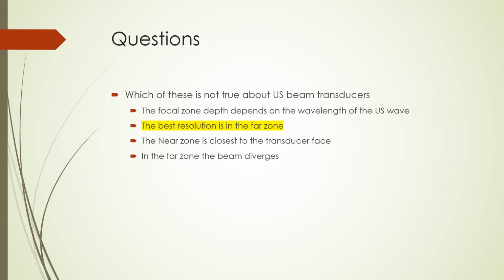Remember, the far zone is the Fraunhofer zone. There is a lot of divergence of the beam in the far zone, and so the resolution is poorest in that zone, or at least it's going to be poor in that zone. The best resolution is in the focal zone.